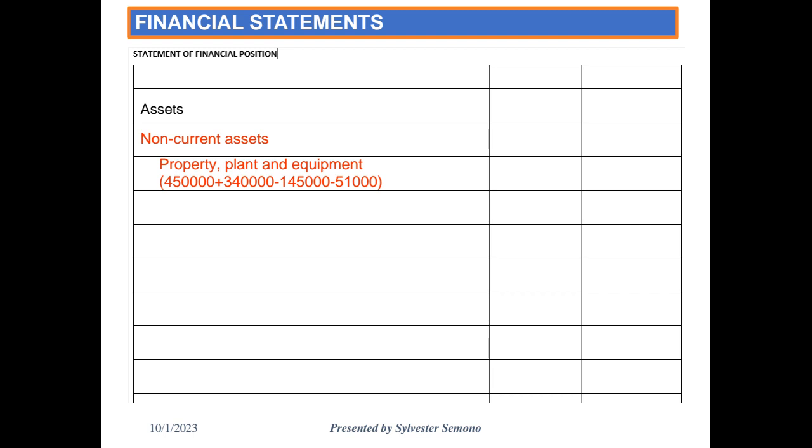The total is 594,000. Okay. Remember, we're still under non-current assets. You may ask a question if it doesn't make sense.